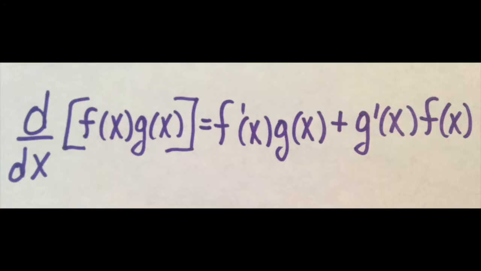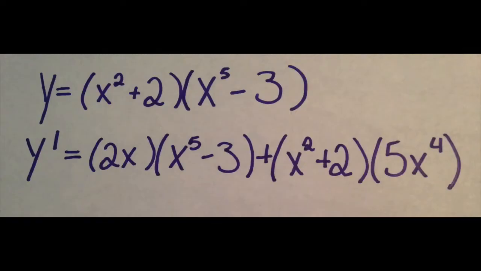d/dx of f(x) times g(x) equals f prime of x times g(x) plus g prime of x times f(x). Now, this hairy statement just says that you multiply the derivative of the first quantity with the original second, then you add that to the original first quantity multiplied by the derivative of the second quantity. For the mathematically impaired, I've made an example to show you.